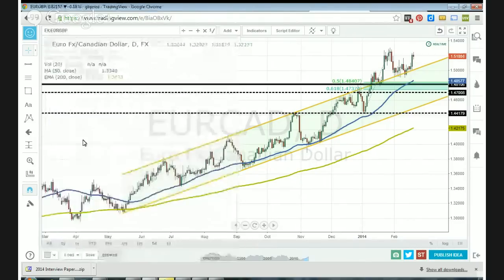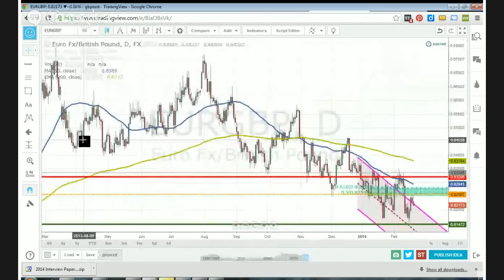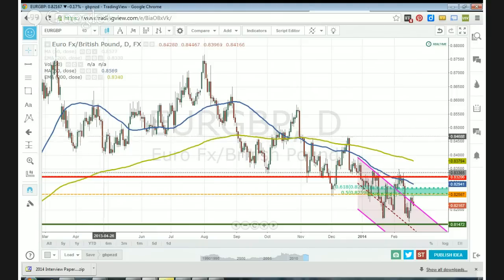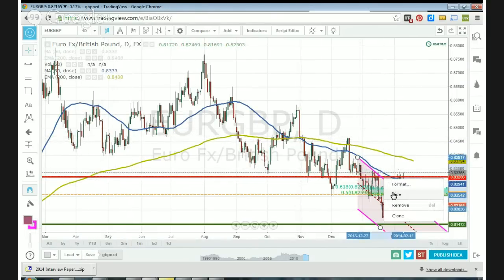Okay, Euro Pound. Okay, so we did get a reversal of sorts. I'm wondering if this is a level to short at, maybe. Let's come back to this. I'm going to delete this channel for the time being, or maybe I can actually hide it. That's better.